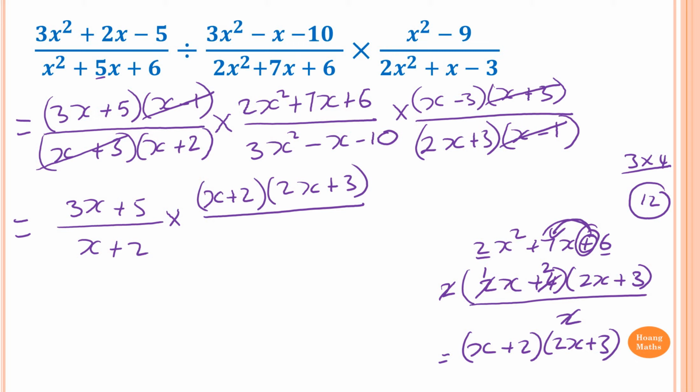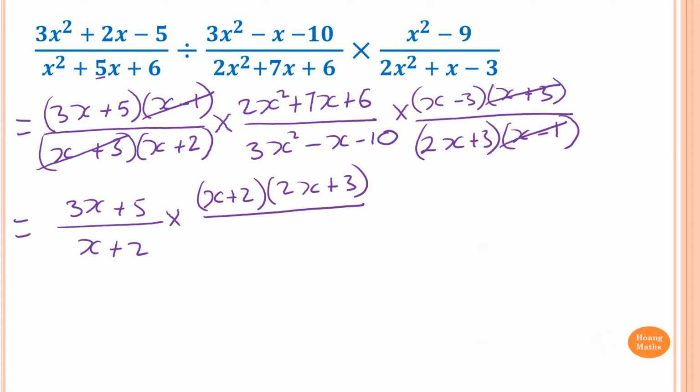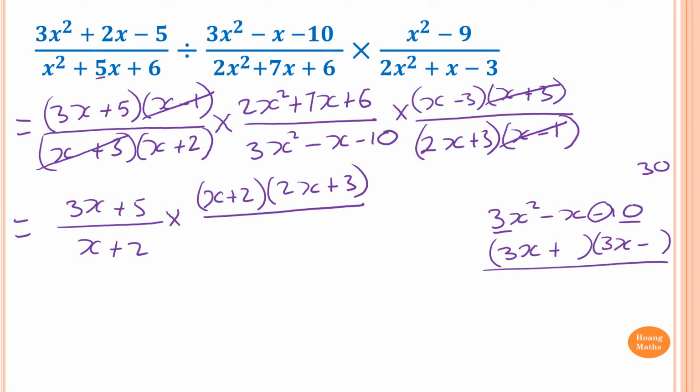Now to factorize, I just write here 3x squared minus x minus 10. So first of all, 3 times 10 is 30. It's a negative, so we write 1 positive, 1 negative, of course. So negative means difference. So difference means 1 plus, 1 minus. So which is 3x plus and 3x minus, and over 3, of course.